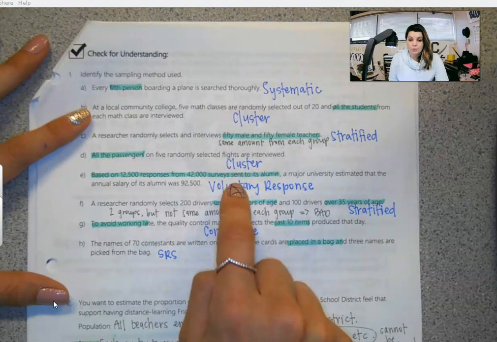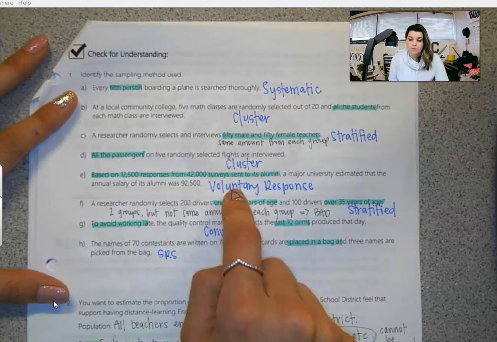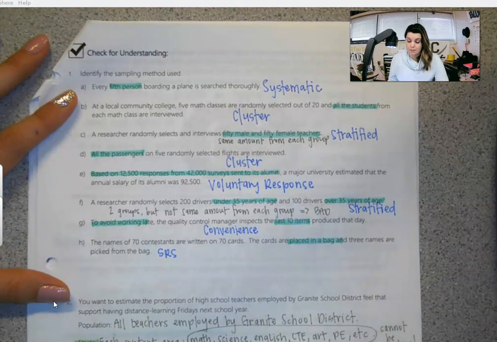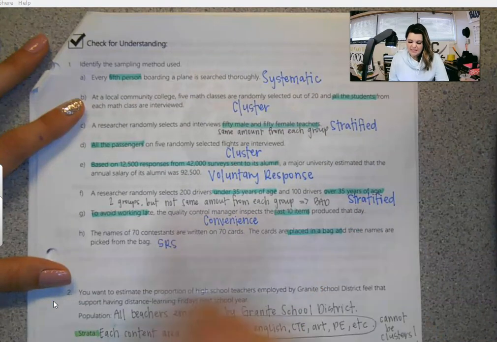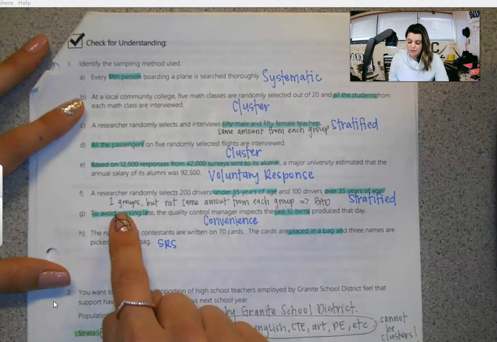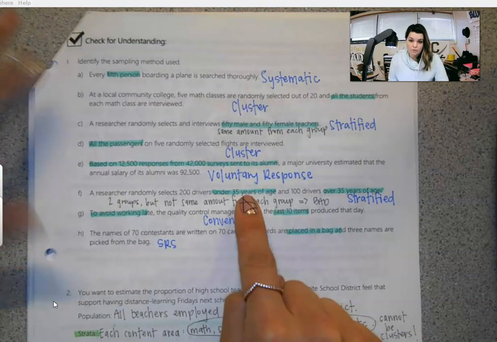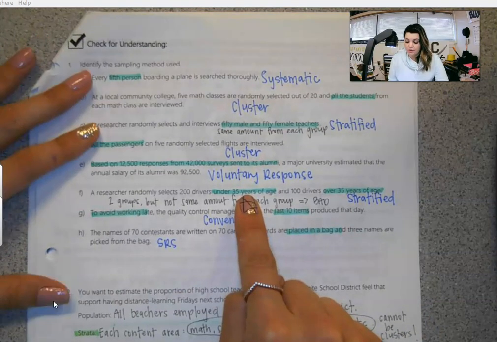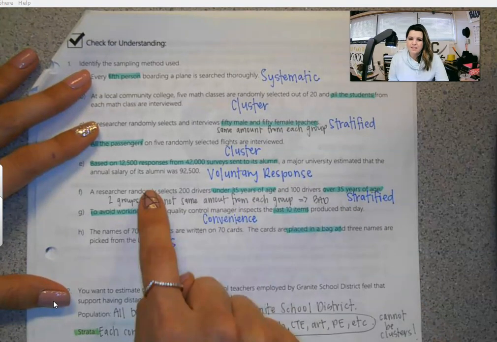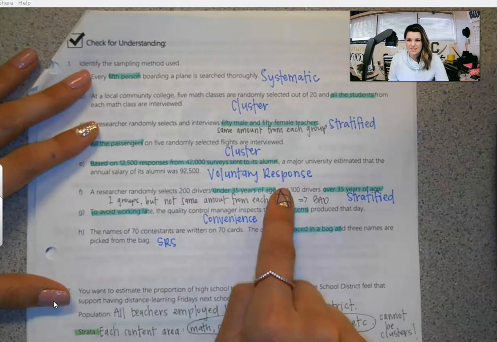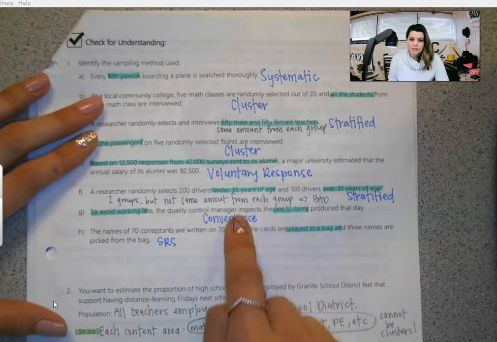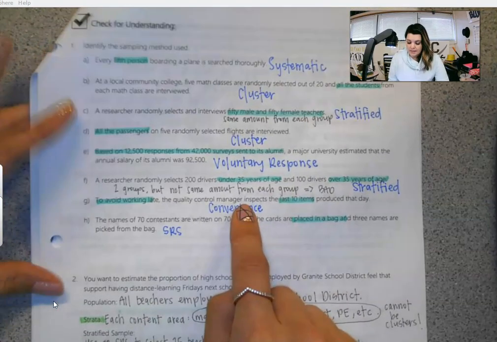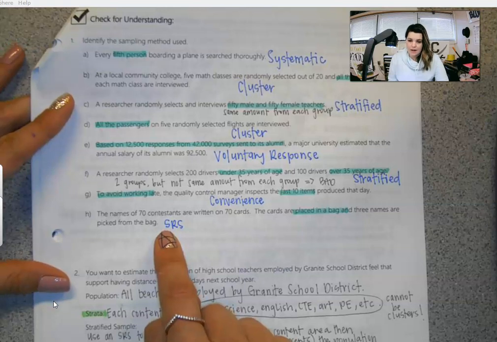E, voluntary response. That one probably surprised you because they added in the bad sampling methods. F is stratified, but they did something that's maybe not so awesome. They have 2 groups, so one of the groups is under 35, the other group is over 35, but they didn't take the same amount from each group. That's not a great idea. It's still stratified, but maybe not the best stratified. G, convenience. And H is an SRS. Essentially, this is the hat method.